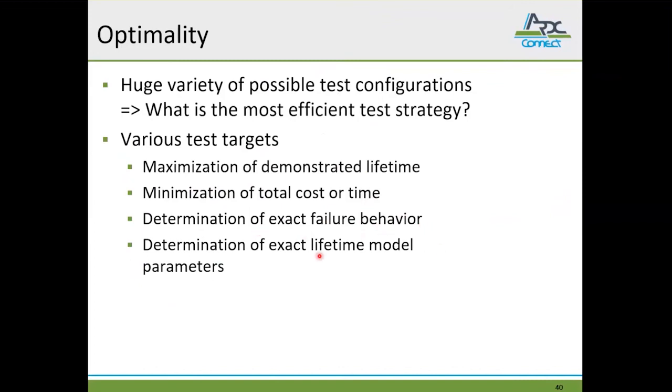And we can do the same with the lifetime model parameters. So we know, for example, we have a Wöhler model and we want to know the Wöhler parameters. Then we use this approach, perform a D-optimality analysis and get the test that gives us the best lifetime model parameters.